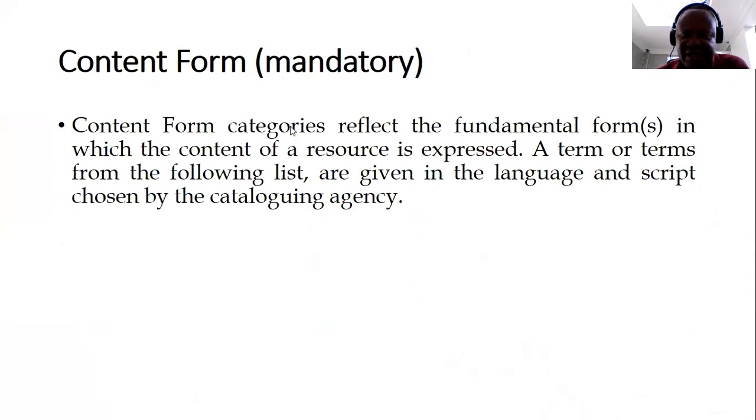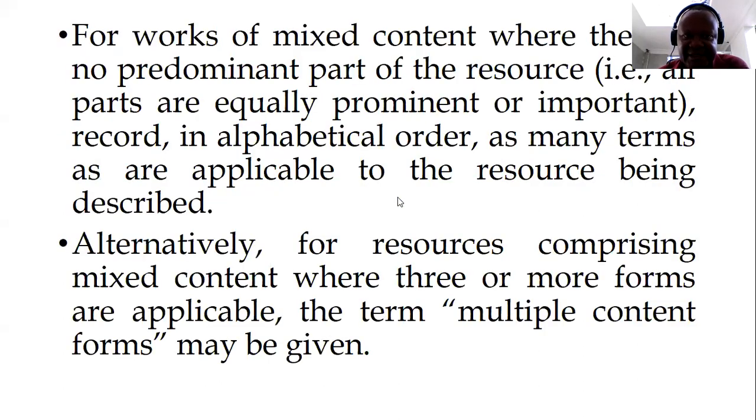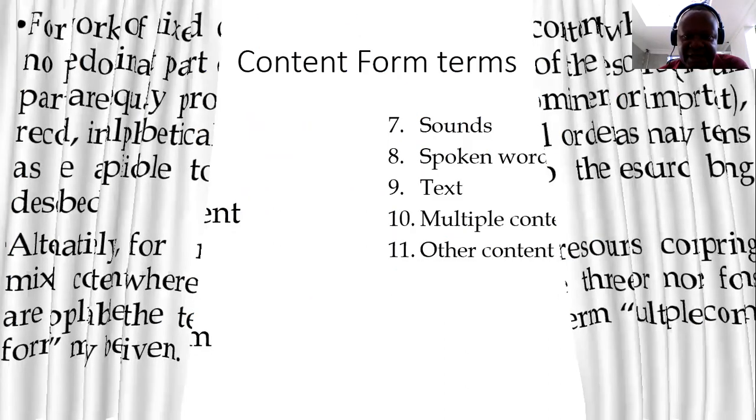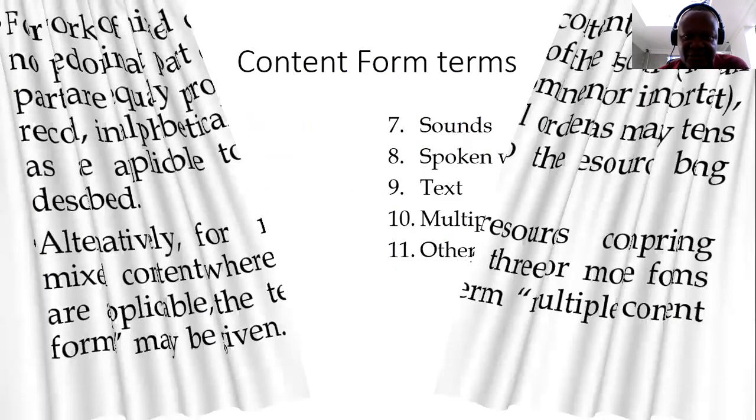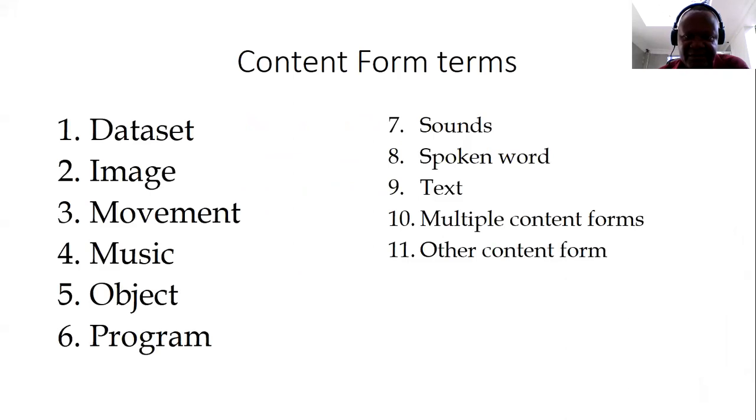And the content form categories reflect the fundamental forms in which the content of a resource is expressed. And we shall use a term or terms from the following list. And these are the terms that I displayed earlier. So those are the content form terms which we shall be using for area 0 to reflect the content form.